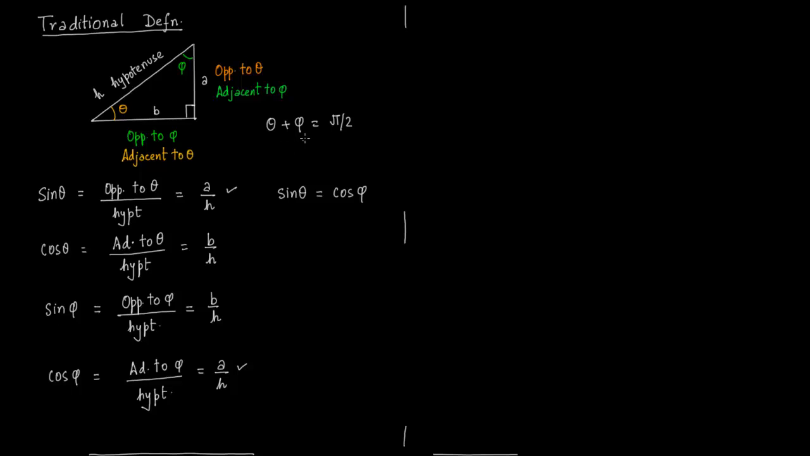Now from this equation theta plus phi equals pi by 2, you can write phi is pi by 2 minus theta, and that you substitute here, you get sin theta is equal to cos of pi by 2 minus theta. Similarly, you see B by h and B by h are same. So B by h here is cos theta, here it is sin phi. So both are equal because both of them are equal to B divided by h.